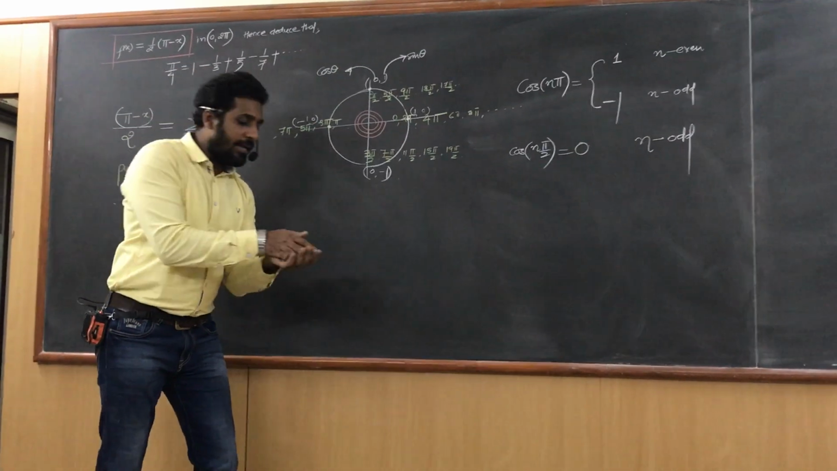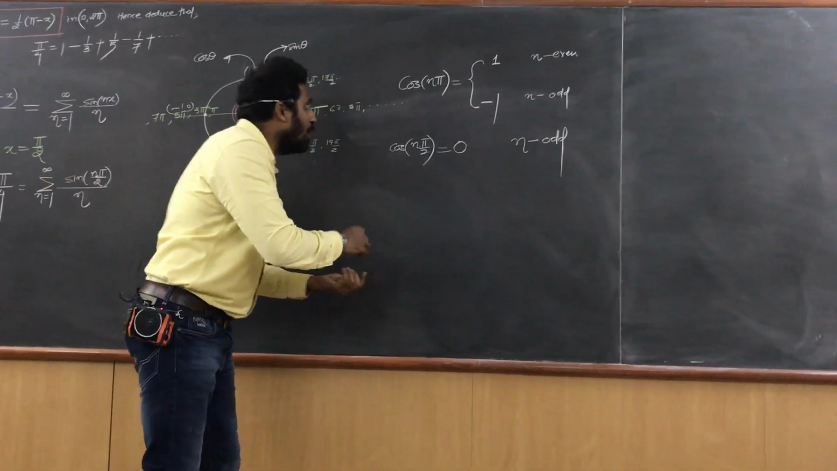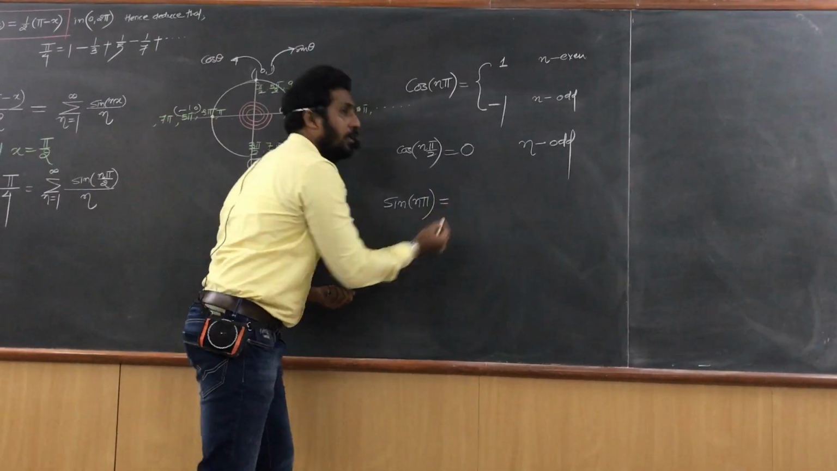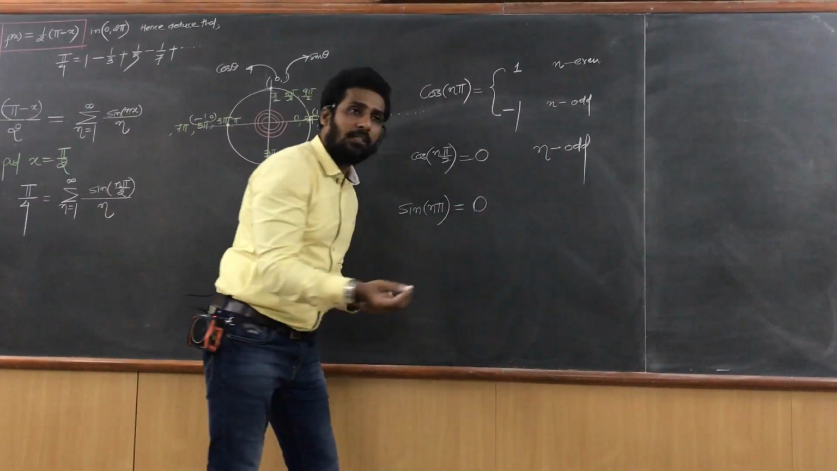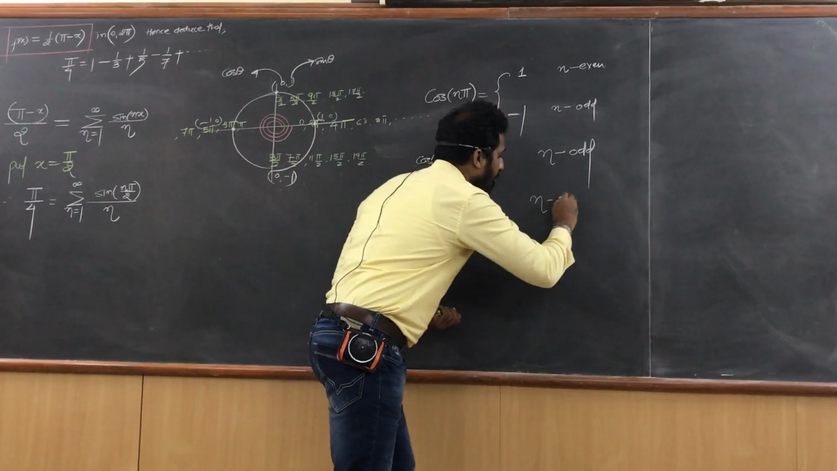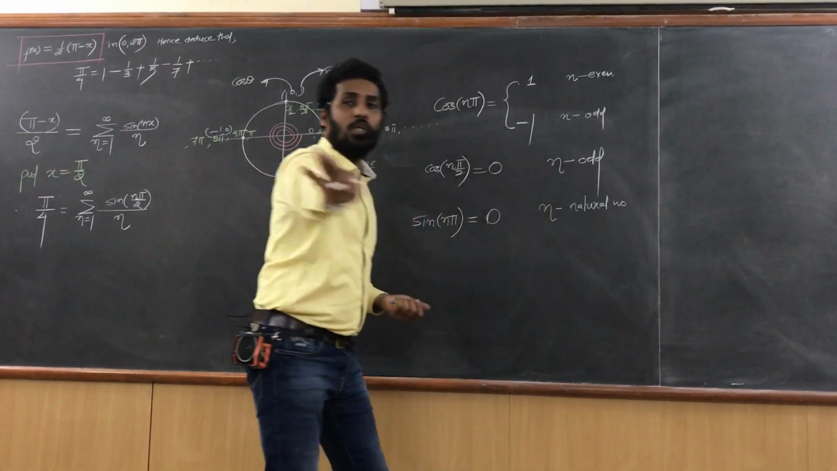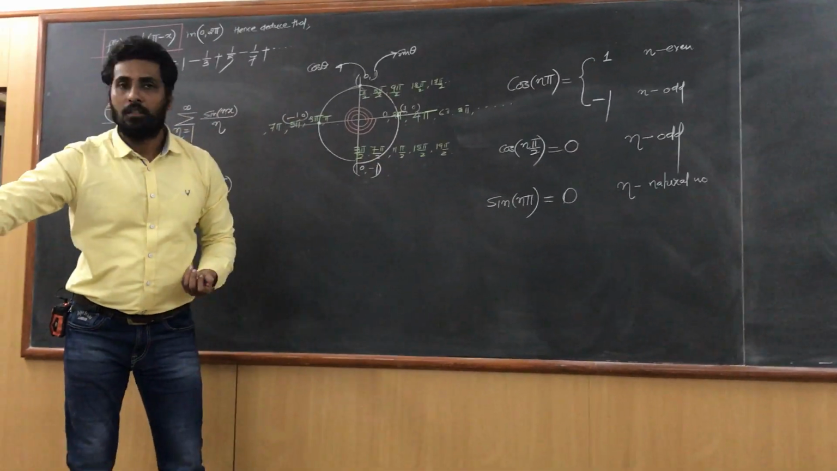समझ में आया? तो मैं यहाँ पे क्या लिख रहा हूँ? Sin of n pi, how much? What's the answer? It is 0. Did you get this? ठीक है? n is natural number. Any natural number you take, sin of n pi is always 0.